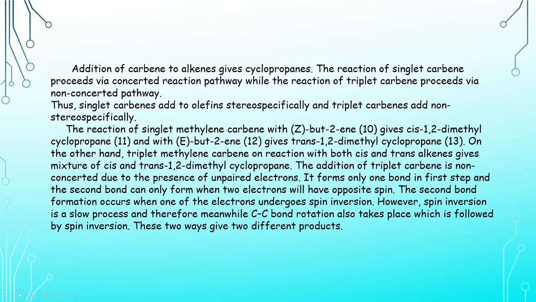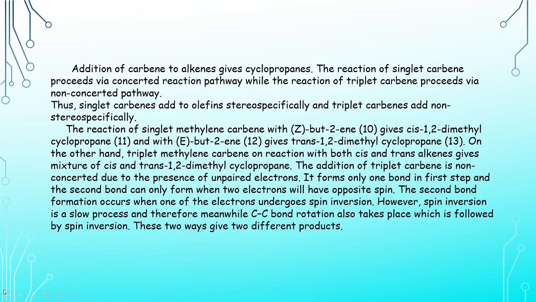That means when we react carbene with cis-2-butene, it gives only one product, and the stereochemistry is maintained in the product. When the carbene is a singlet carbene and it is reacted with trans-2-butene, it also gives the trans cyclopropane ring. And when triplet carbene reacts with cis and trans alkene, it gives a mixture of two products.